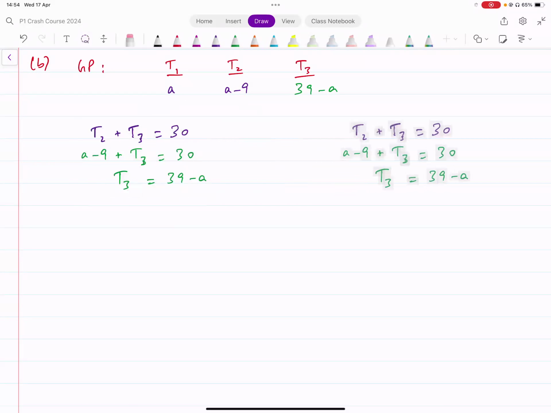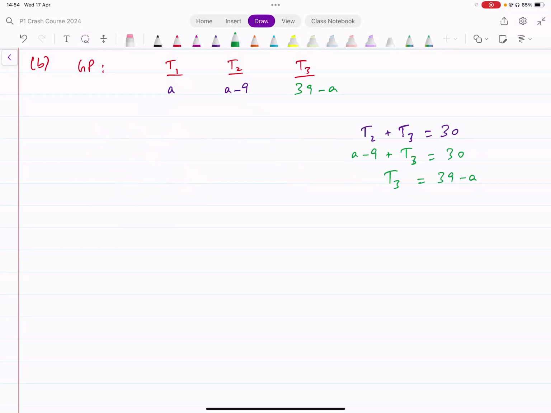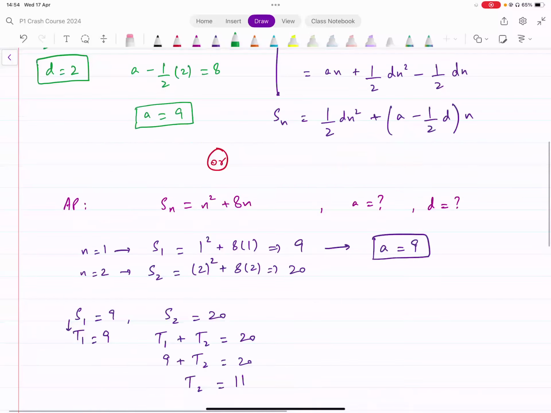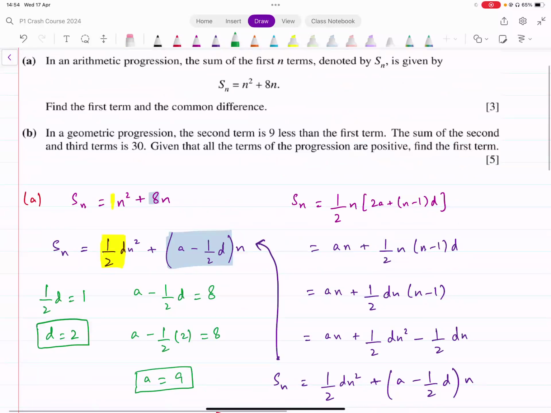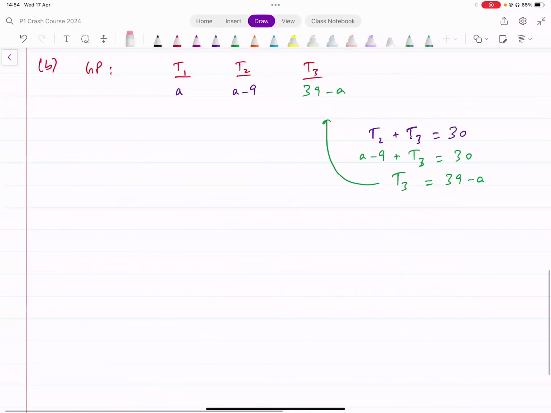So now we have the first three terms of the GP in this form. In terms of A, the first term is A, the second is A minus 9, and the third is 39 minus A. Okay, now what are we looking for? We need to find the first term. That means the value of A. That's what we want to find out.